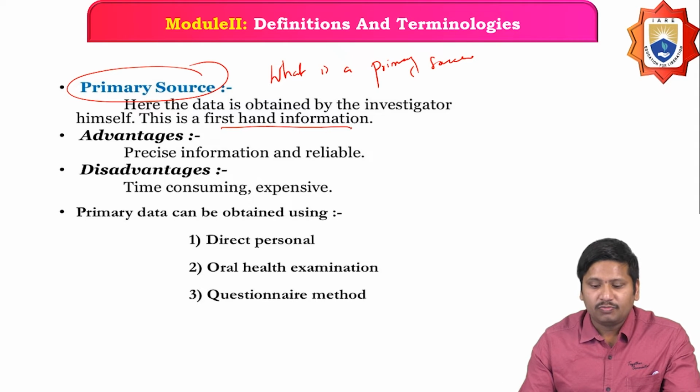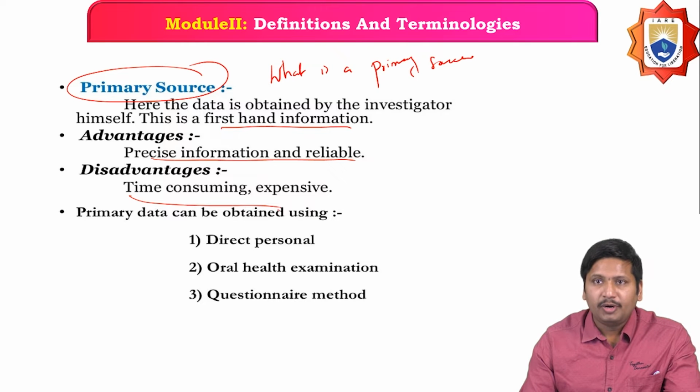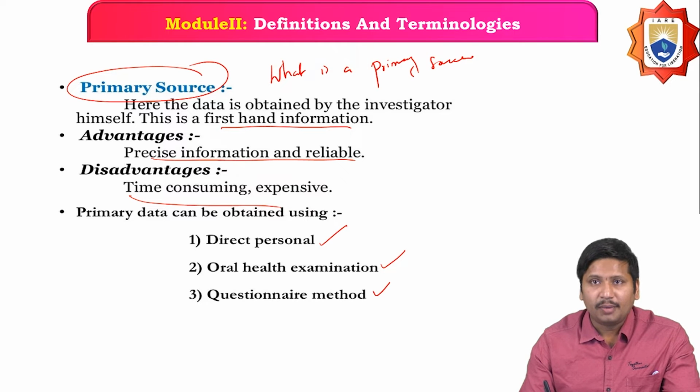Normally the advantages of primary source data are that it is precise and reliable, and the disadvantages are that it is time-consuming and expensive. Primary data can be obtained using personal oral health examination and through the questionnaire method. These are some of the ways you can extract primary data.